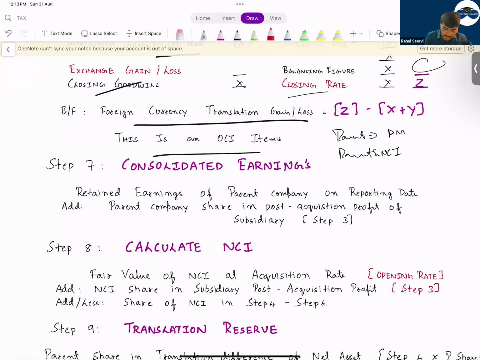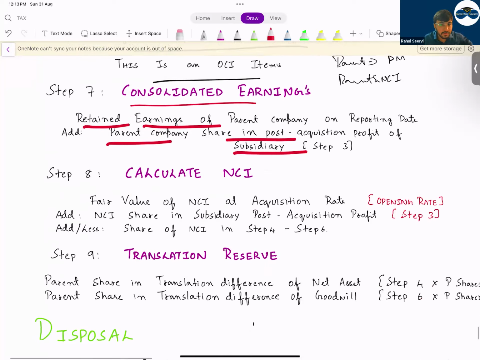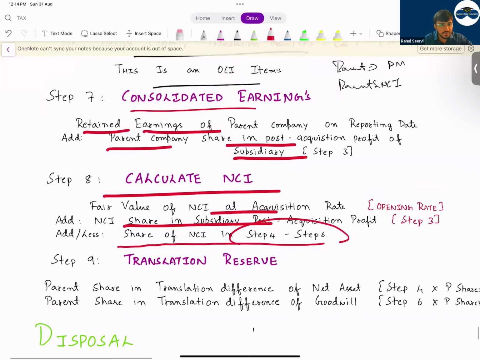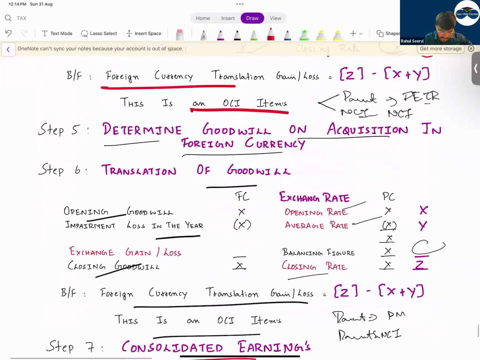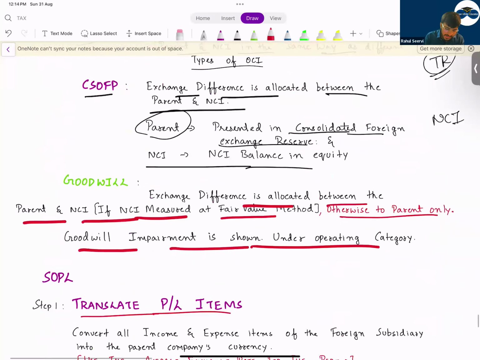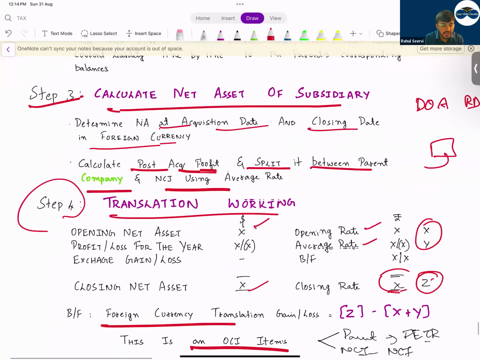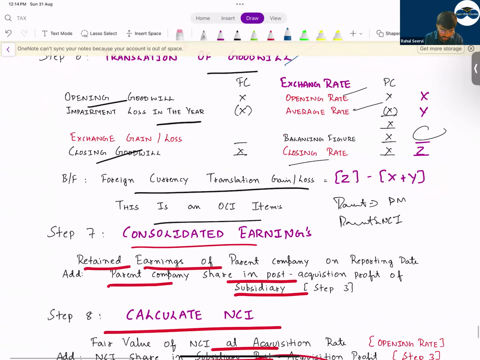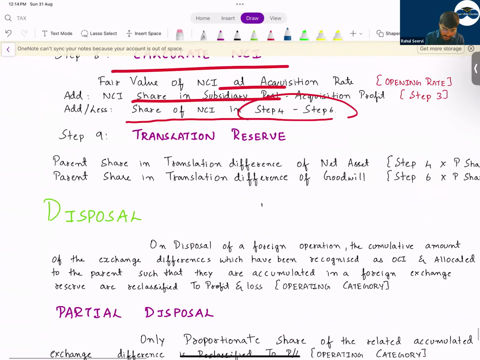Step number 7 is the consolidated earnings. So add retained earnings of the parent company, add parent's post acquisition profits. But will you include the exchange gain or loss in retained earnings? No. You create a reserve. Then calculate NCI: fair value of the NCI, post acquisition profit, less share of NCI in step 4 and step 6. Step 4 was what? Exchange gain or loss on net asset and profit. Step 6 was what? On goodwill. If it is at fair value, we will give it. If not, no.